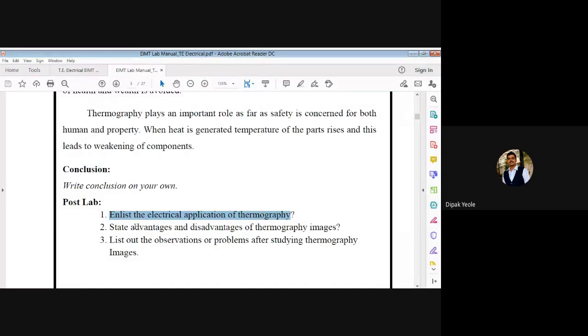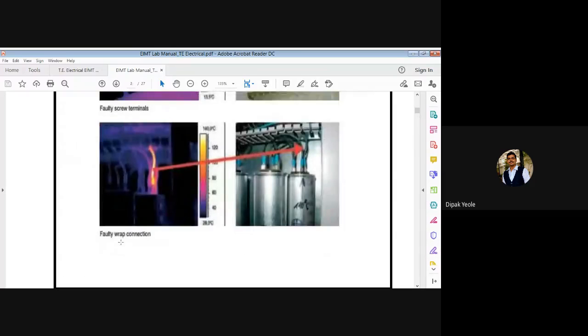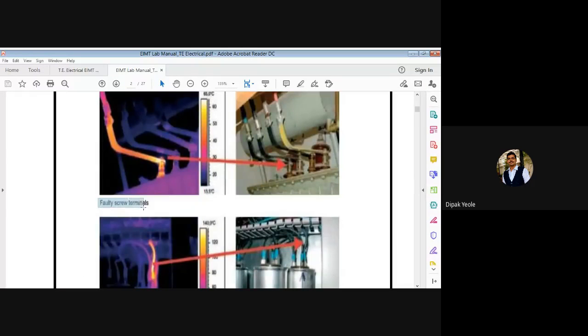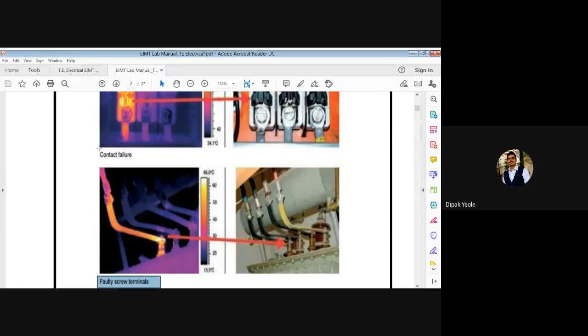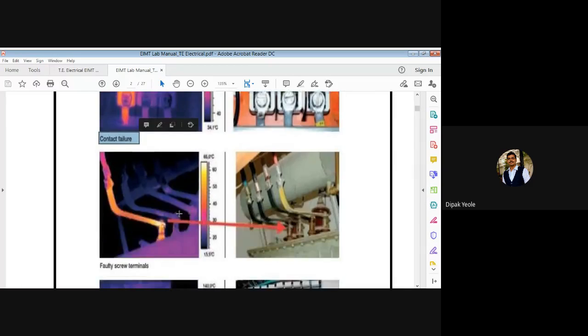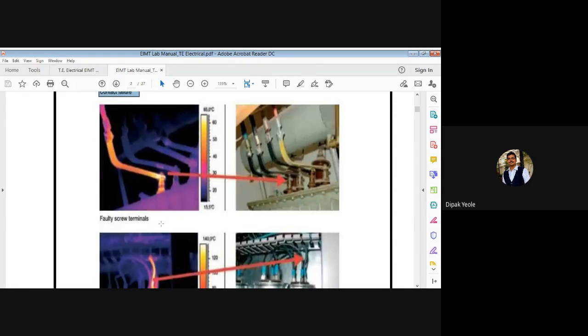What are the advantages and disadvantages? So that we have discussed earlier, or inside the theory class also we have discussed, and list out the observations or problems after studying the thermography images. So we have to make the list. We have to mention that a faulty wrap connection is available, faulty screw terminals are available, and contact failure is available. So these three images we have seen in this analysis, and we have found the problem associated with this particular electrical component.